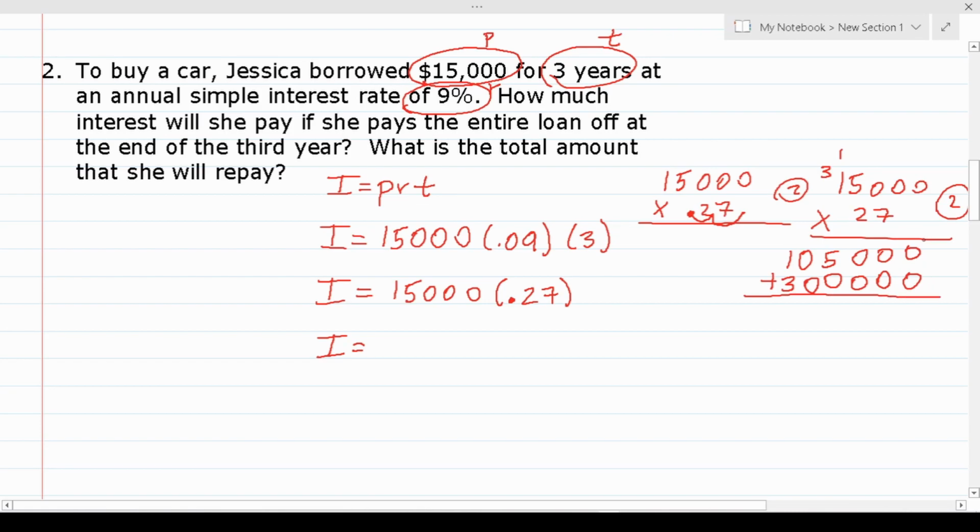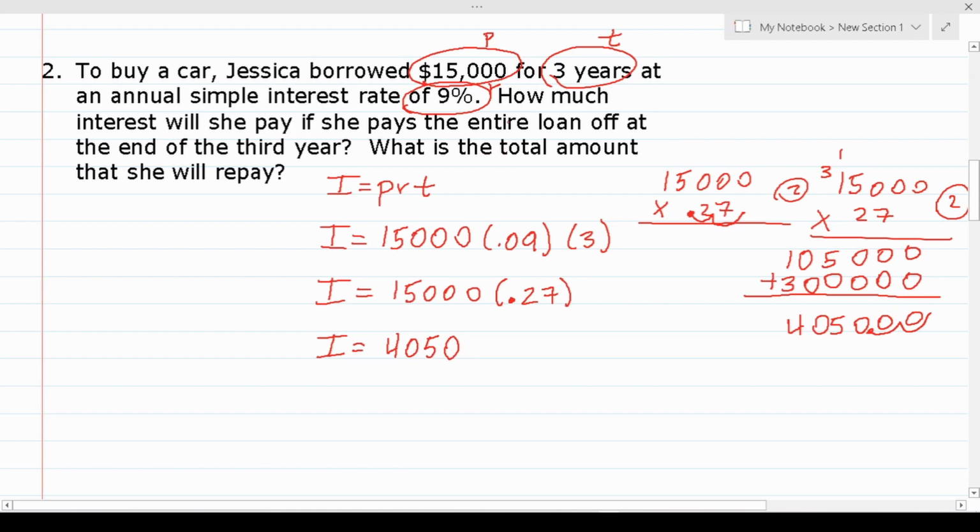Let's go ahead and add these up. 0 plus 0 is 0. 0 plus 0 is 0. 0 plus 0 is 0. 5 plus 0 is 5. 0 plus 0 is 0. And 3 plus 1 is 4. Let's shift our 2 decimals back in. That's 1, 2. So we can see the amount of interest on this loan would be $4,050. So that answers this first question.